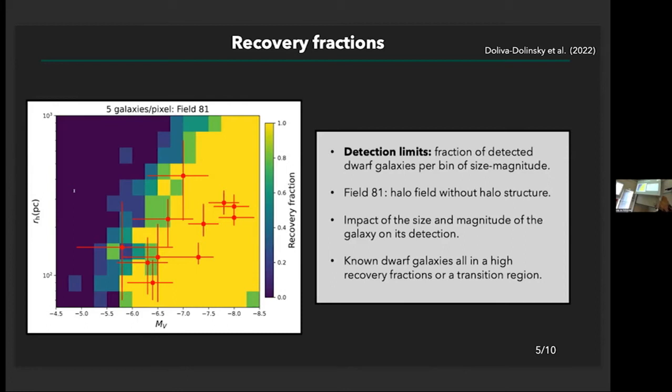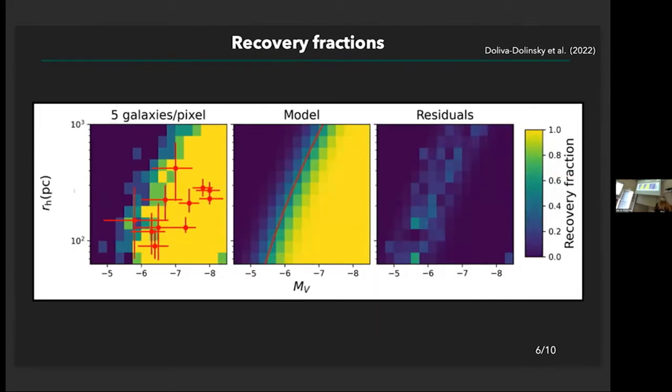We can see that nearly all of them are in a region where all the dwarf galaxies are recovered or in a transition area, which means that the detection limits are coherent with the observations that were made. So ideally, we will want to have 20, 50, 100 galaxies per pixel.